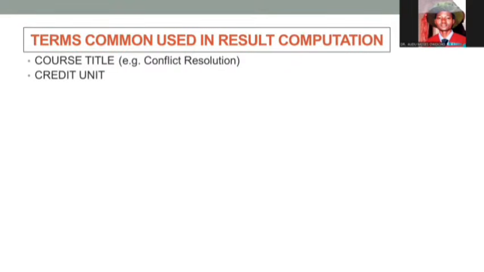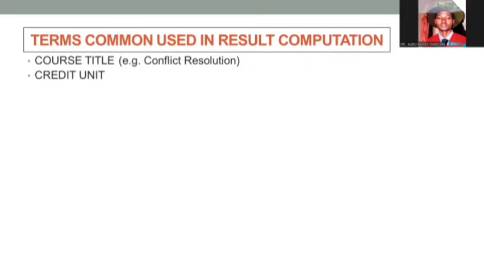The second one is credit unit. Credit unit represents the weighting of a course. Courses are allocated unit values such that 1 unit stands for 1 hour of lecture, 1 or 2 hours of tutorial, 3 or 4 hours of practical throughout a semester. So units are earned by students when they pass each course. So credit unit varies from one course to another.